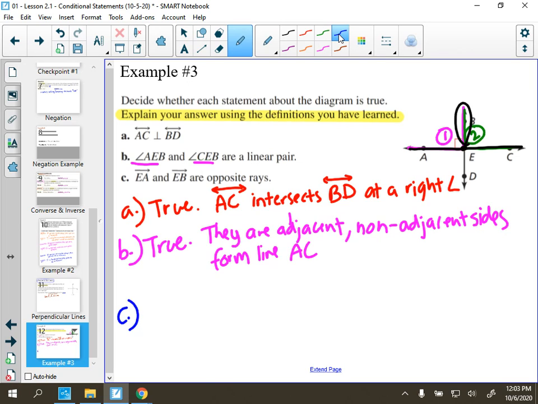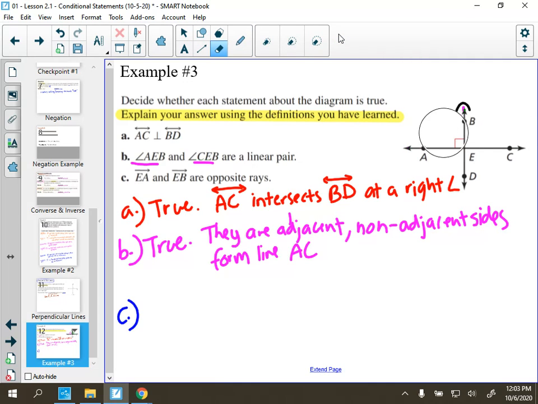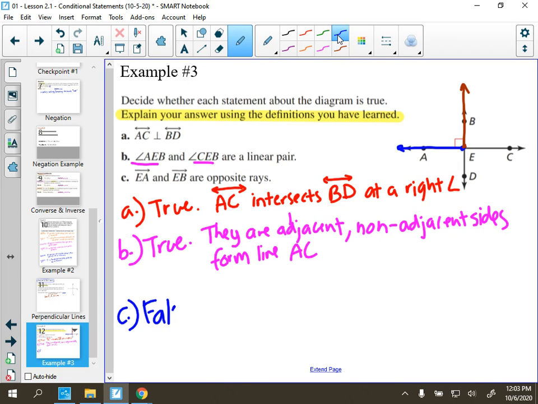Last one. Let's finish it up so we can keep this under half an hour. Are they opposite rays? I'm going to clear this off here a little bit. Are ray EA and ray EB opposite rays? So where is ray EA? It starts at E and goes forever this way. Ray EB starts at E and goes forever this way. I don't think so. Those are not opposite rays. So false. Why? What did we say an opposite ray had to do? They had to share an endpoint, which these are doing, but they also had to lie on the same line.